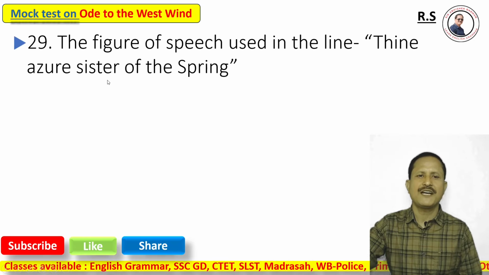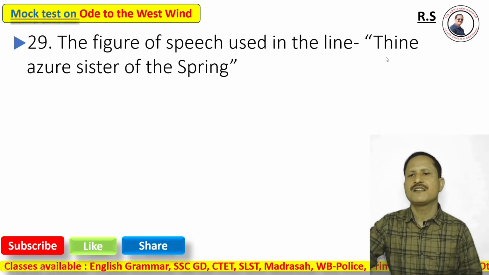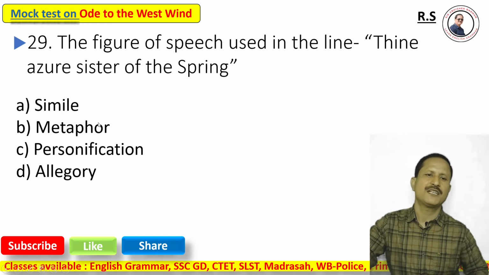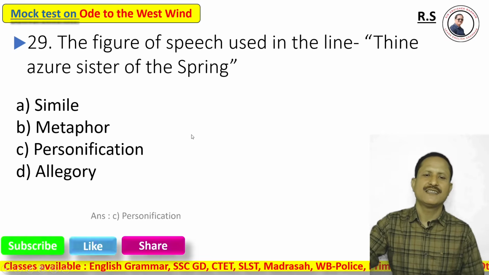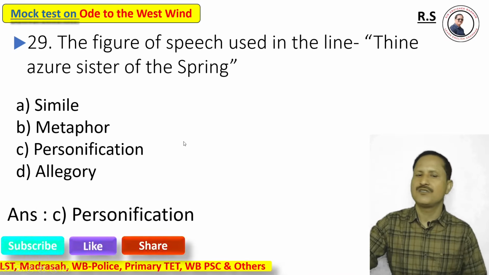Now, question 29. The figure of speech used in the line "dying is your sister of the spring." The options: A, simile; B, metaphor; C, personification; D, allegory. The right answer is personification.